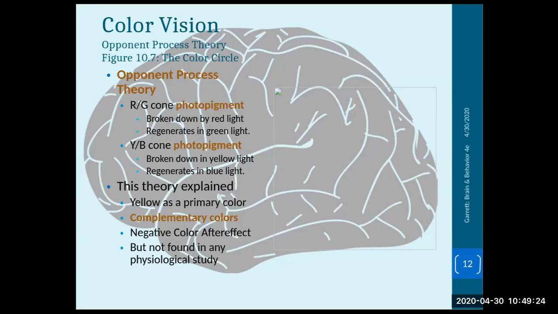Same thing with yellow-blue. This also is the same for black and white, which is why black and white are opposite colors. So this theory helps to explain yellow being a primary color when it comes to art and not in regards to the cone. It also tells us about complementary colors, browns and greens and things like that, orange being red and yellow. And it also gives us this negative color after effect.